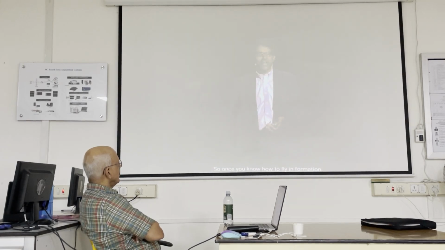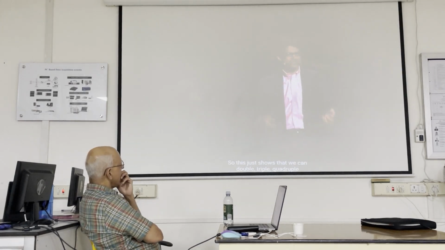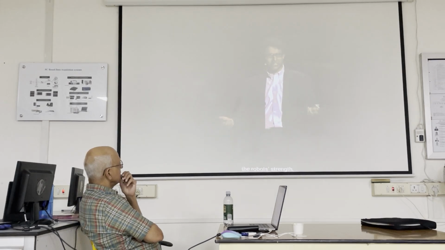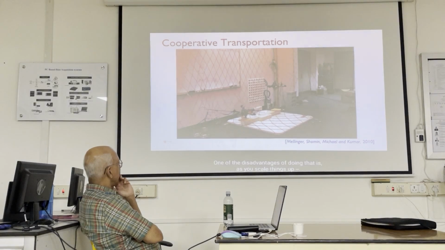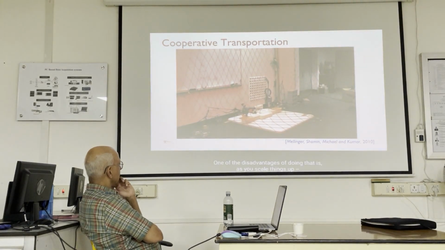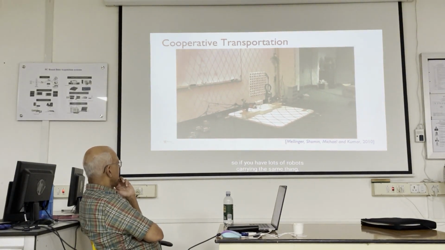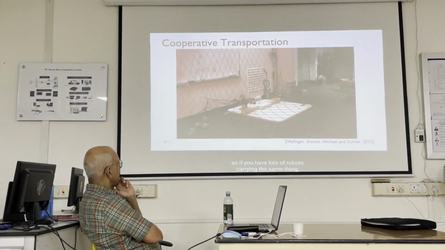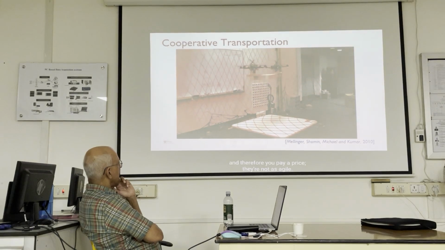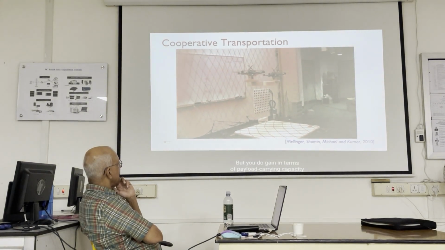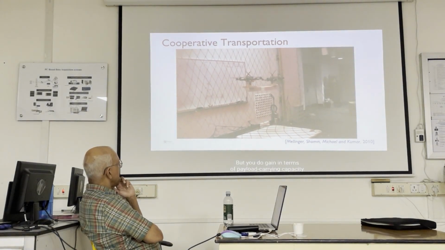So once you know how to fly in formation, you can actually pick up objects cooperatively. This just shows that we can double, triple, quadruple the robot's strength by just getting them to team with neighbors, as you can see here. One of the disadvantages of doing that is as you scale things up, so if you have lots of robots carrying the same thing, you're essentially effectively increasing the inertia, and therefore you pay a price. They're not as agile. But you do gain in terms of payload carrying capacity.